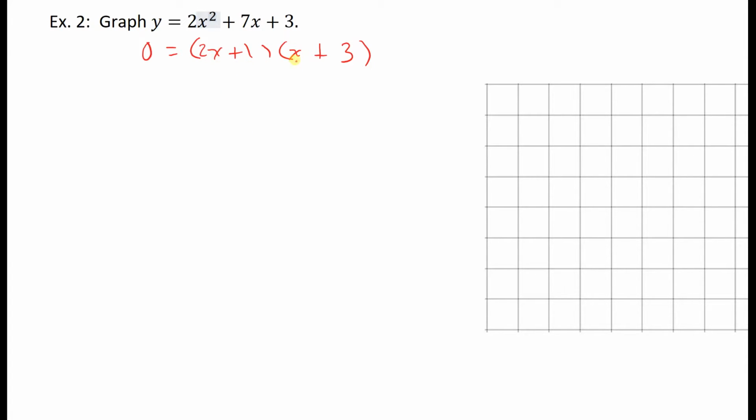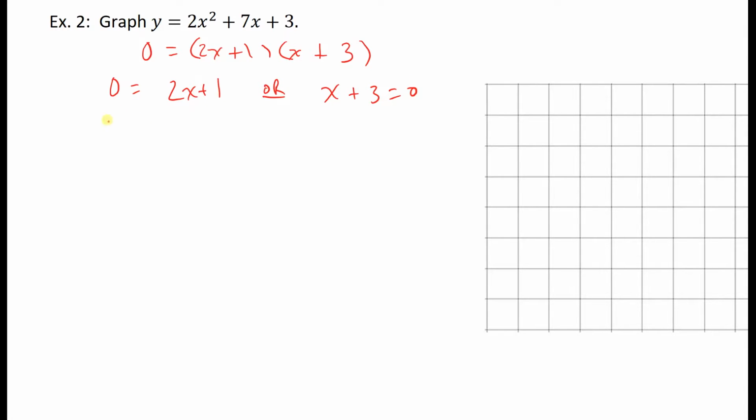And we can check our first multiplication. 2x times x is 2x squared, good. 1 times 3 is 3, good. Everything works out. So now we can set each factor equal to 0. Don't really need a bracket there. Or x plus 3 is equal to 0.